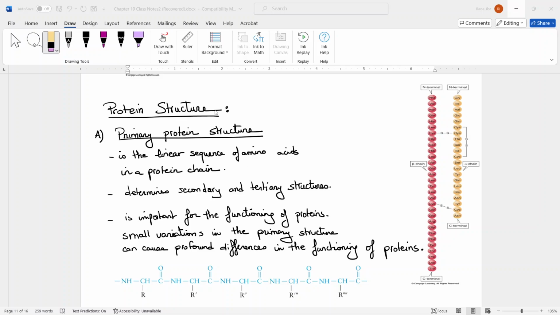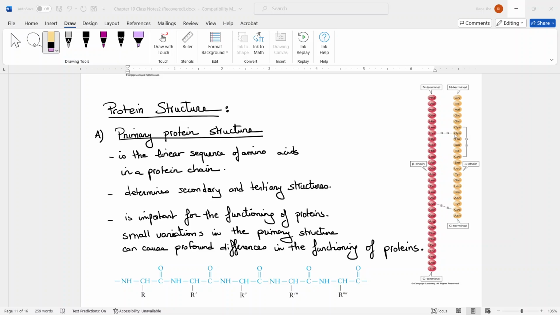The structure of the protein can be either primary, secondary, tertiary, or quaternary. The primary protein structure is the simplest, and this determines the secondary and the tertiary structures. This is a simple linear sequence of the amino acids in the protein chain, and this is why it determines the secondary and the tertiary structures. It is important for the functioning of the protein, and any small variation in the primary structure can cause a profound difference in the functioning of the protein.